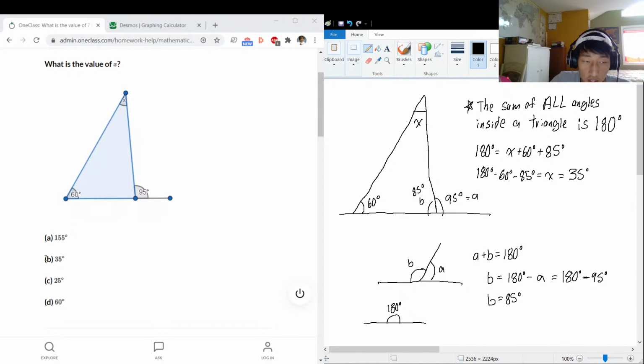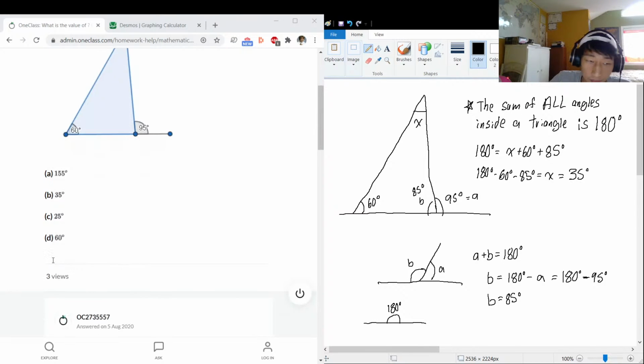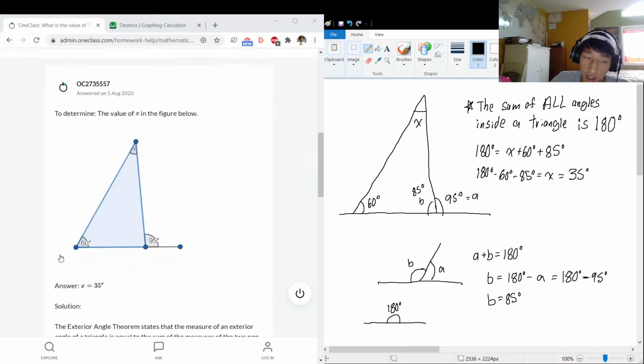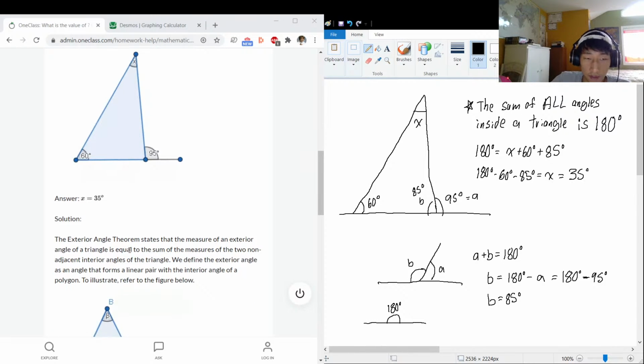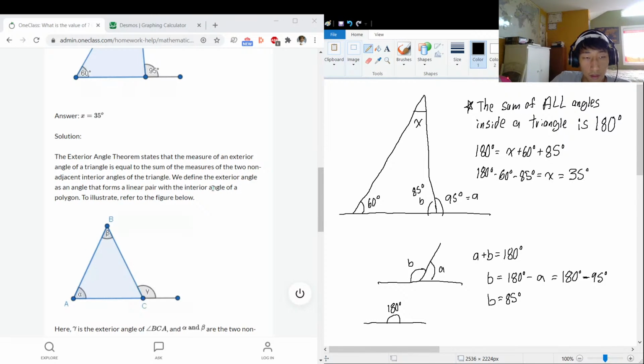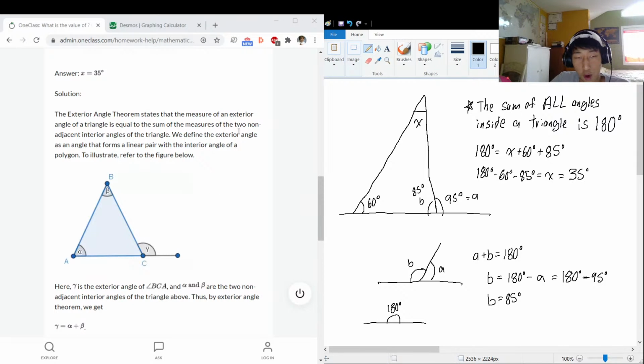There's a multiple choice question, and we have b is equal to 35 degrees. It's got to be b. Got to be b. Yep, answer 35, b. I guess they have a more formal definition with the theorems, but knowing the theorems by name is less important than knowing how to use the theorem.